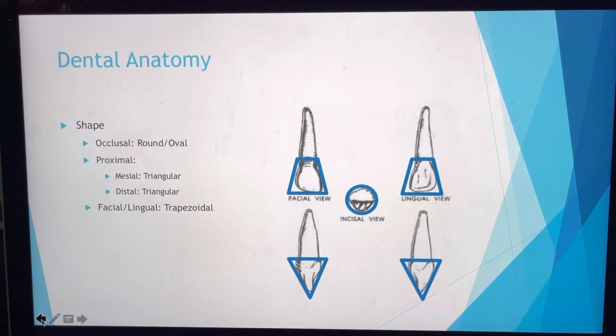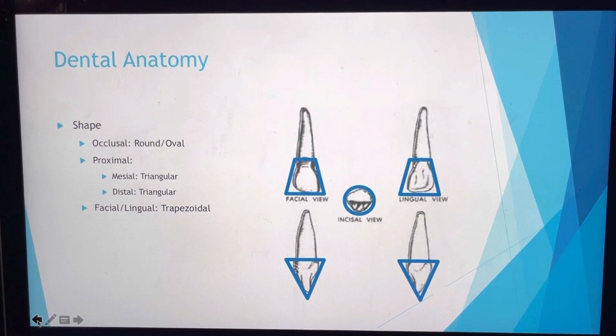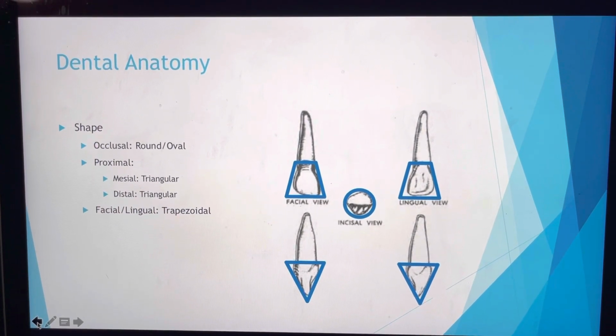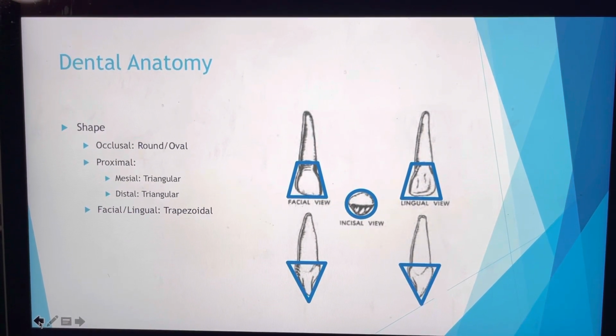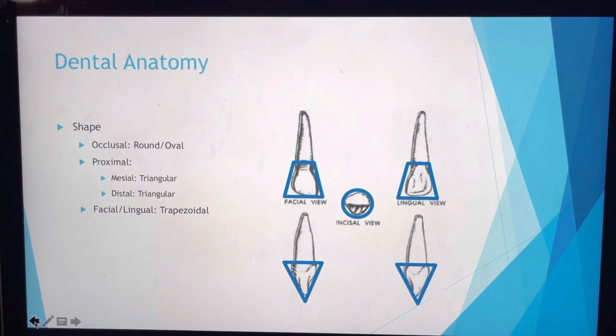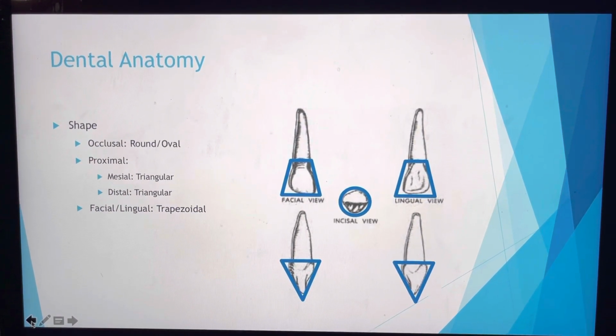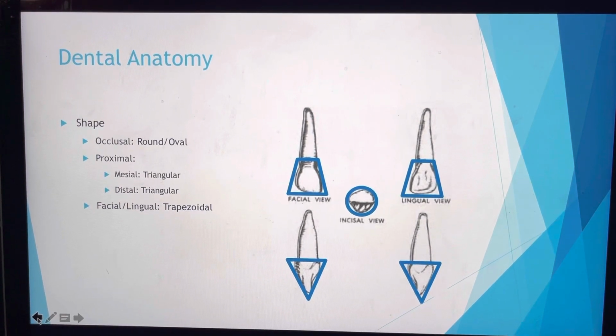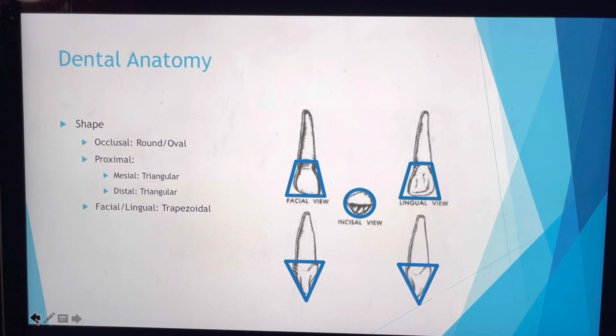Occlusally, the lateral incisor appears round or ovoid. Proximally, that is from the mesial as well as the distal aspect, it appears triangular. And facially as well as lingually, the lateral incisor appears trapezoidal in shape, as you can see in the picture right here.